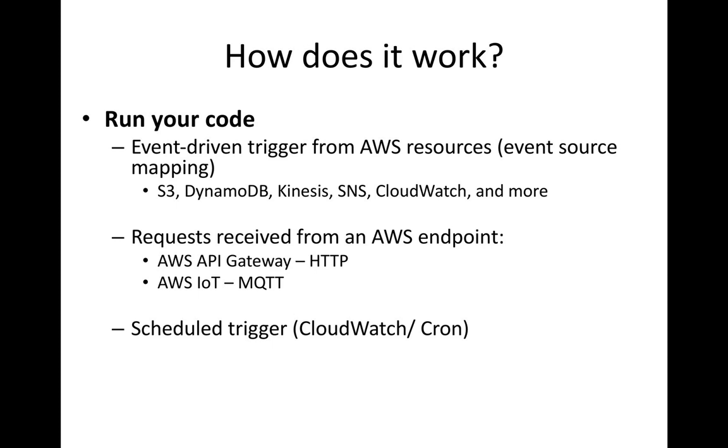And finally, you can run your code based on a scheduled trigger. In the CloudWatch service, you can set up scheduled tasks that are sort of like cron jobs in a traditional Unix or Linux environment. And these scheduled tasks can automatically trigger the execution of a Lambda function. That's really helpful for automating different processes that need to be triggered on an hourly or daily basis.